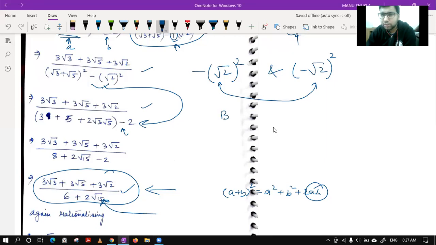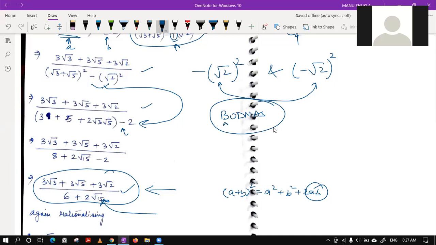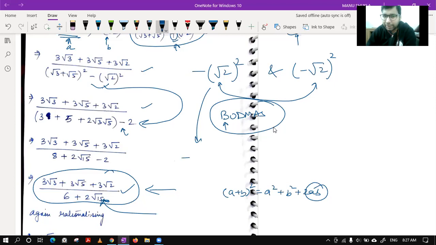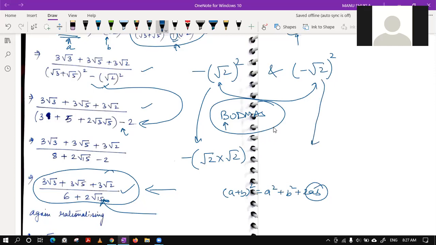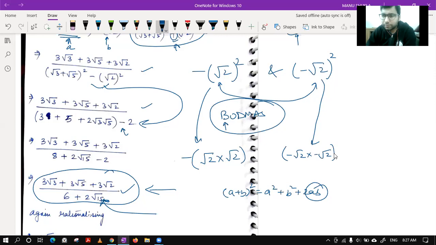We have learned about BODMAS. As per BODMAS, you have to solve the brackets first. This negative is outside the bracket, so first you have to see what is inside the bracket. When you do this, it will be solved this way: minus outside, and in the bracket, root 2 square means root 2 into root 2. Do you agree with me? Yes, sir. And in this one, it means minus root 2 into minus root 2. Do you agree? Yes, sir. Because we are only dealing with the inside, not the outside.